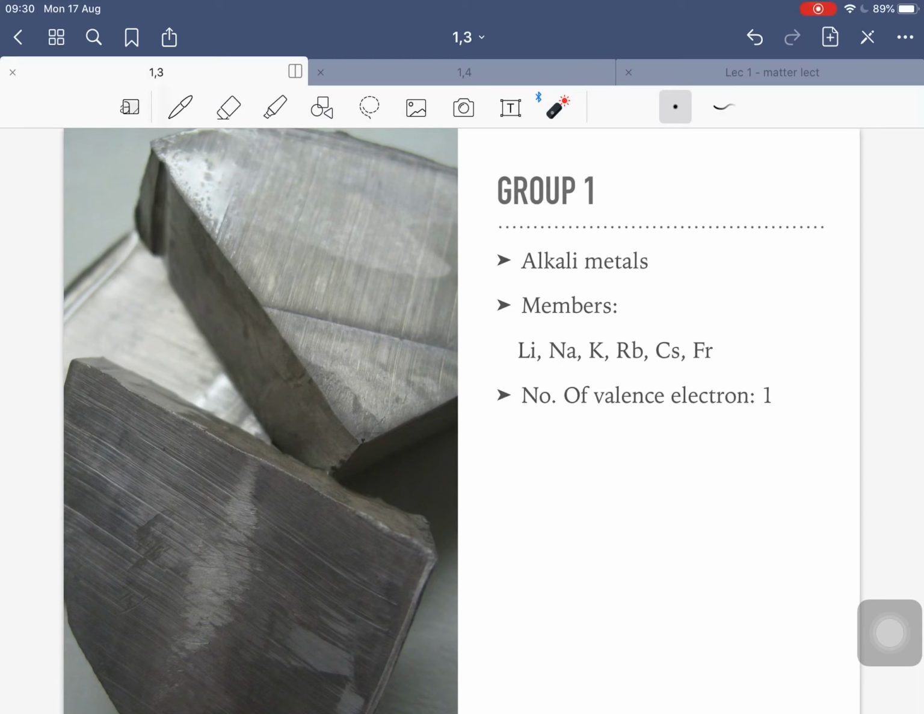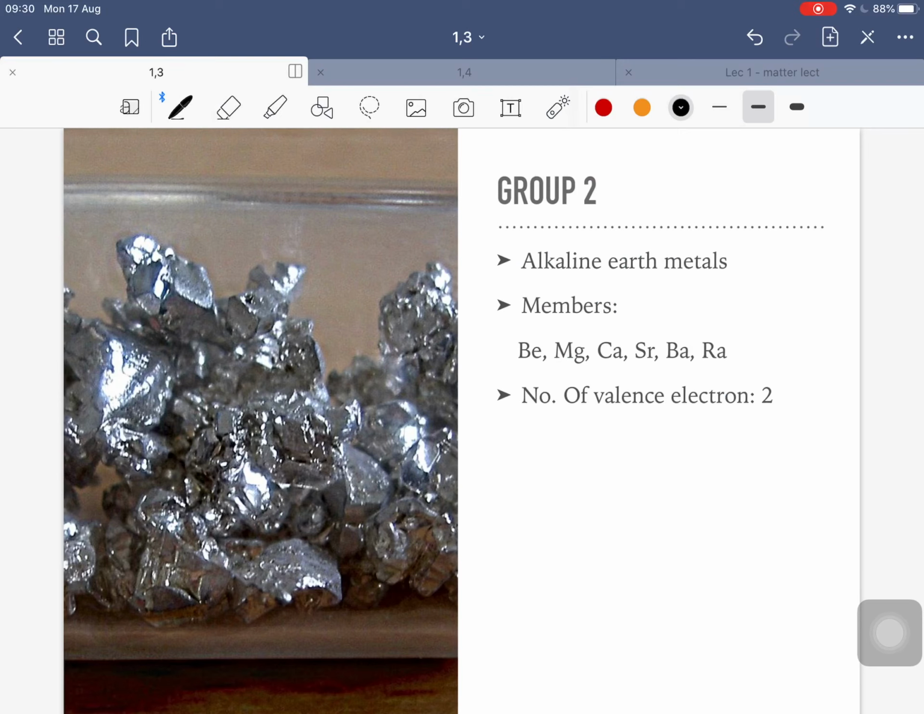Now, group 1, also known as the alkali metals. The members are lithium until francium, and the number of valence electrons is 1. By the way, do you know what valence electrons are? Valence electrons are the number of electrons at the outermost shell. Now next we have group 2. Group 2 is called the alkaline earth metals, and these are the members, and of course there are 2 valence electrons.